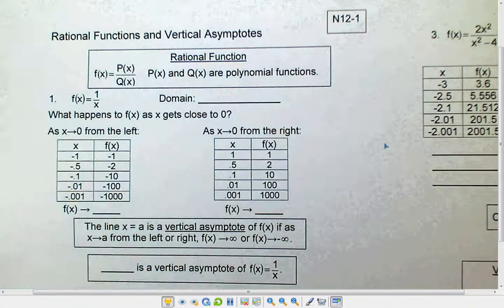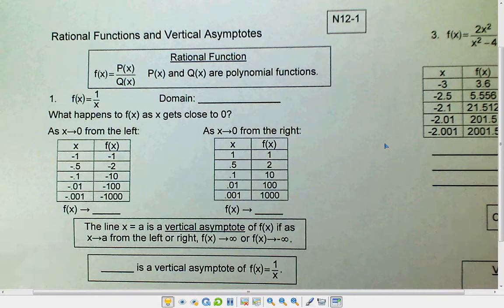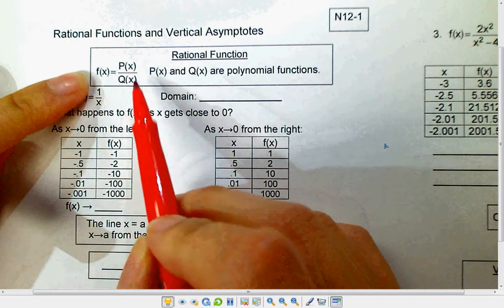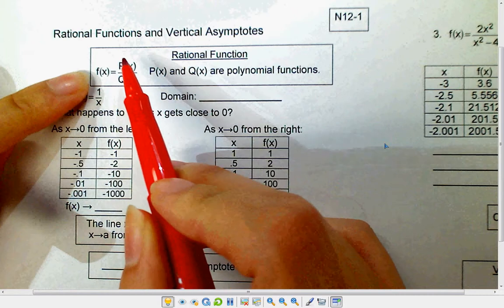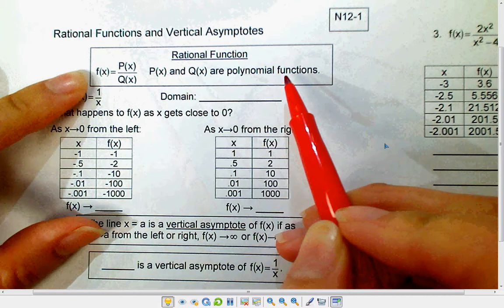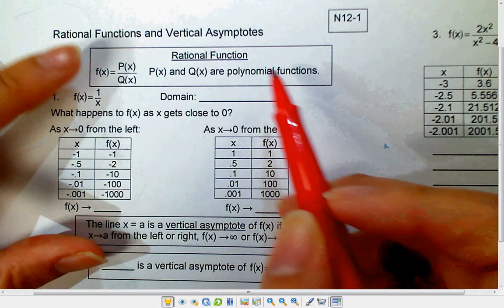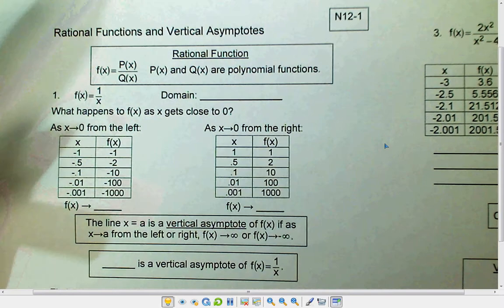Today we're going to start our unit on rational functions. Rational functions are functions that are written in the form of a fraction, where both the numerator and the denominator are polynomial functions. So today we're going to be focusing on finding the vertical asymptotes of rational functions.